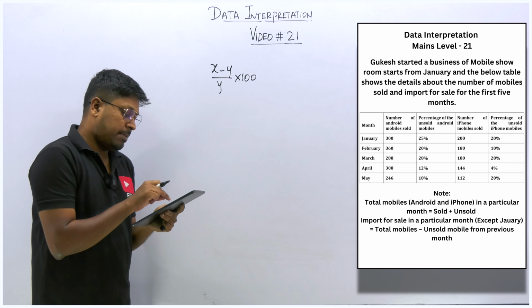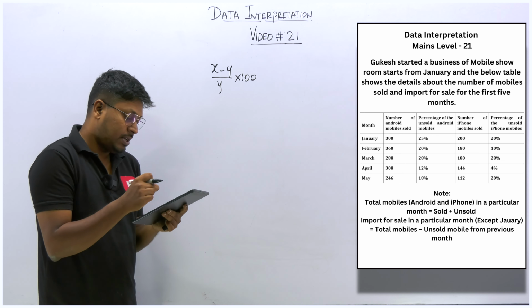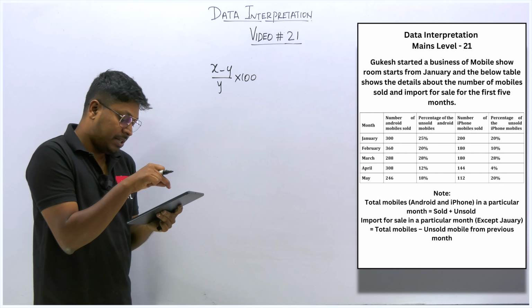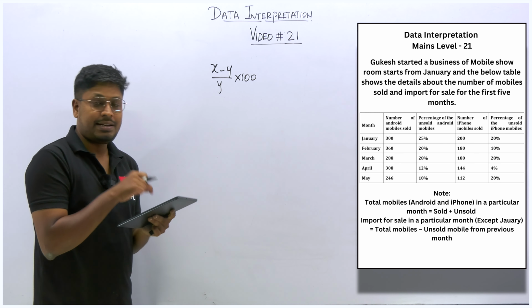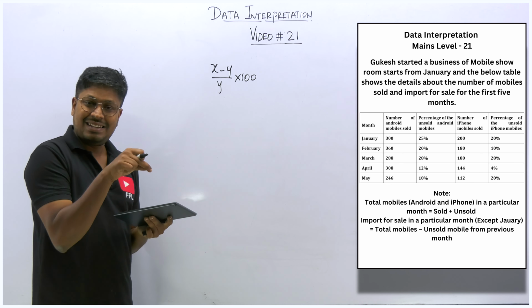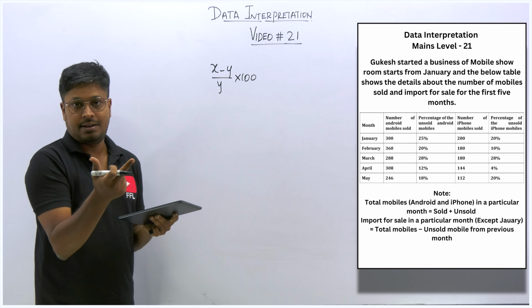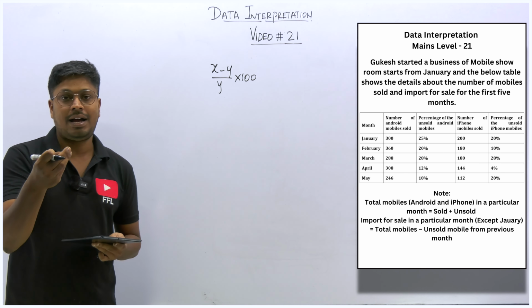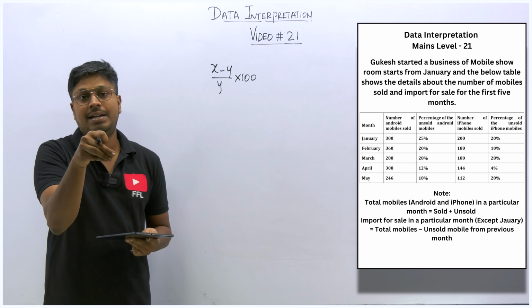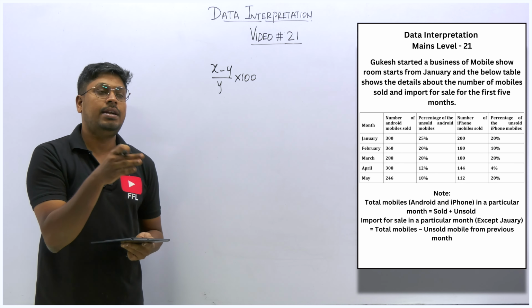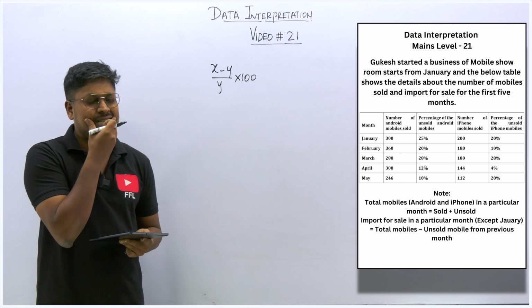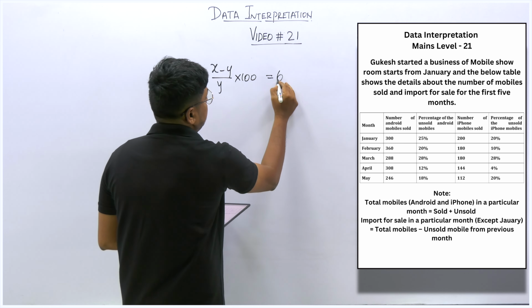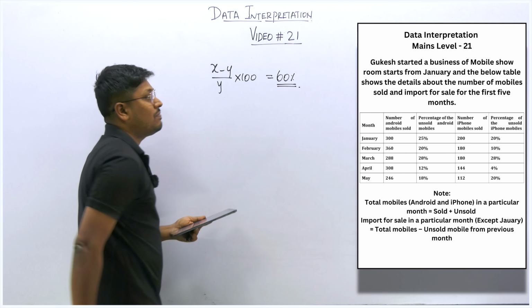So here we need to find the number of unsold Android mobiles in the month of March, then the number of iPhones in the same month. They are talking about the March month. In March, 112 is the unsold. So 112 minus 70 divided by 70 into 100. Because we have to compare with the iPhone, we divide by 70, with 112 minus 70 in the numerator, into 100. 112 minus 70 will be 42, and 6 sevens are 42. I think the answer is 60 percent. So 60 percent will be the answer for the first question.